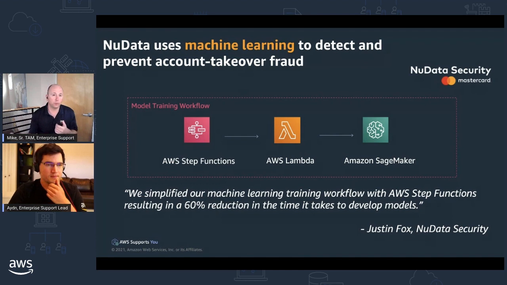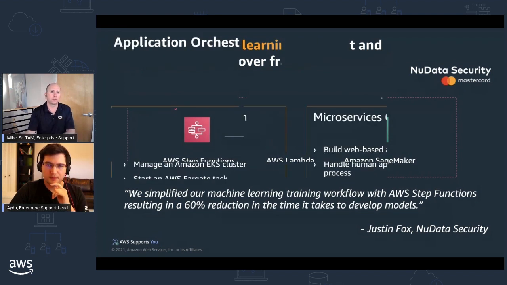Through these improvements and through using AWS Step Functions, they were able to reduce the time it takes to develop models by 60%. Rob, there's a case study from this. Hopefully I gave you the link. If you could post it in the chat for anyone who wants to follow up more about this. So Aiden, why don't you tell us about how the application orchestration works?